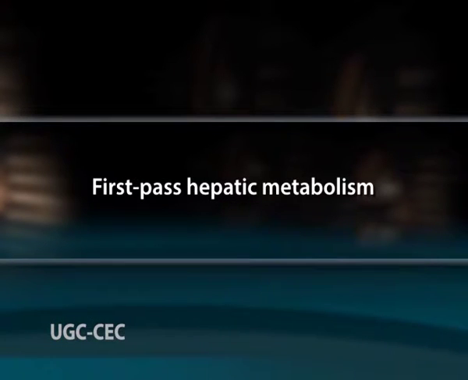First pass hepatic metabolism. When a drug is absorbed from the gastrointestinal tract, it enters the portal circulation before entering the systemic circulation. It is also called pre-systemic metabolism or first pass effect and is an important feature of the oral route of administration. If the drug is rapidly metabolized in the liver or gut wall during this initial passage, the amount of unchanged drug entering the systemic circulation is decreased.